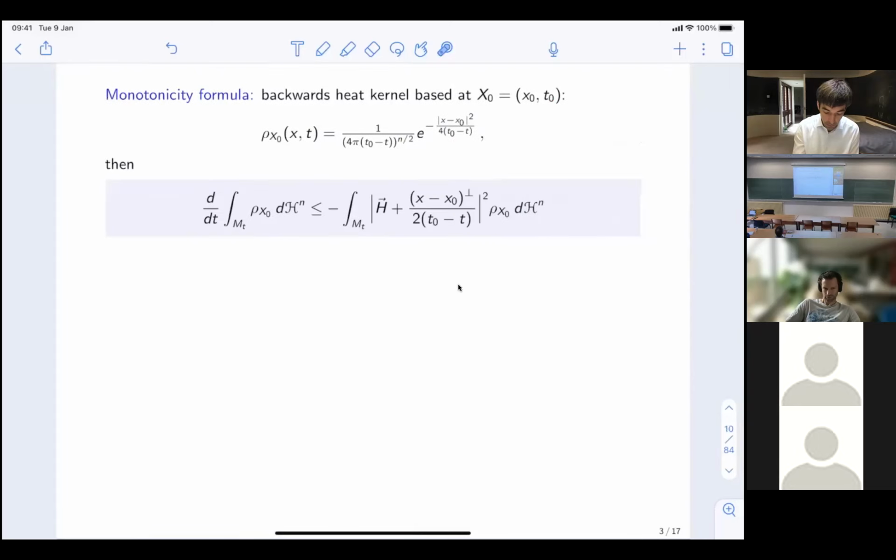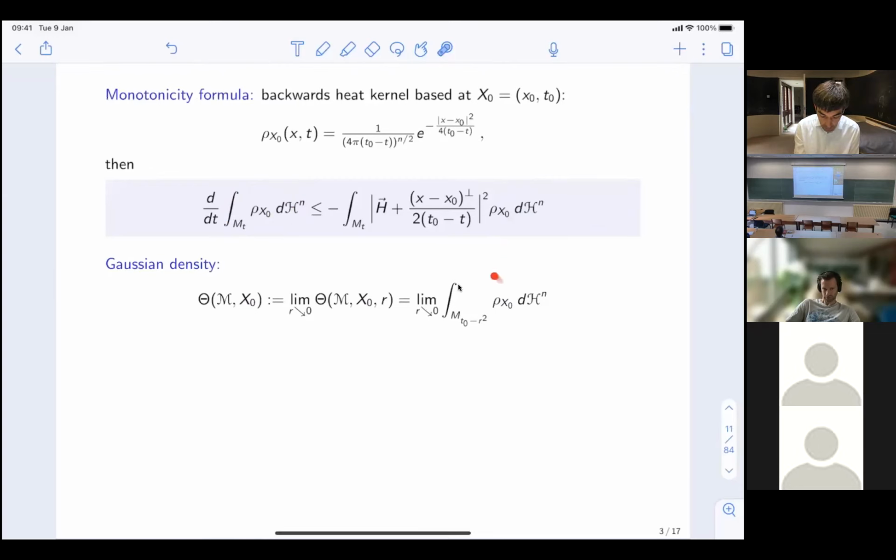Now, the important computation is that if you integrate your flowing surfaces against this backwards heat kernel, then that quantity is monotonically decreasing in time under mean curvature flow. And one of the consequences, the first thing you can do, is take this monotone quantity and define its limit.